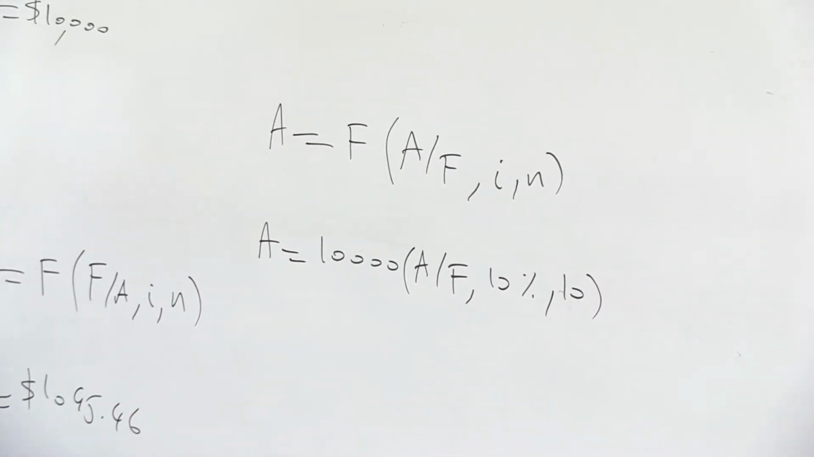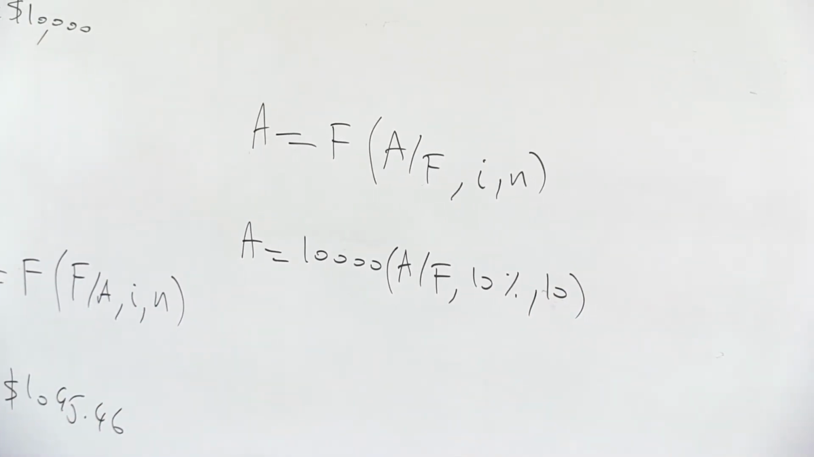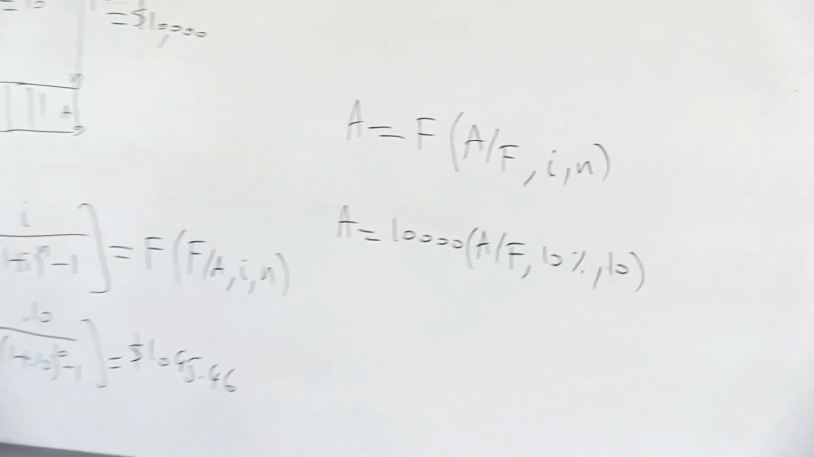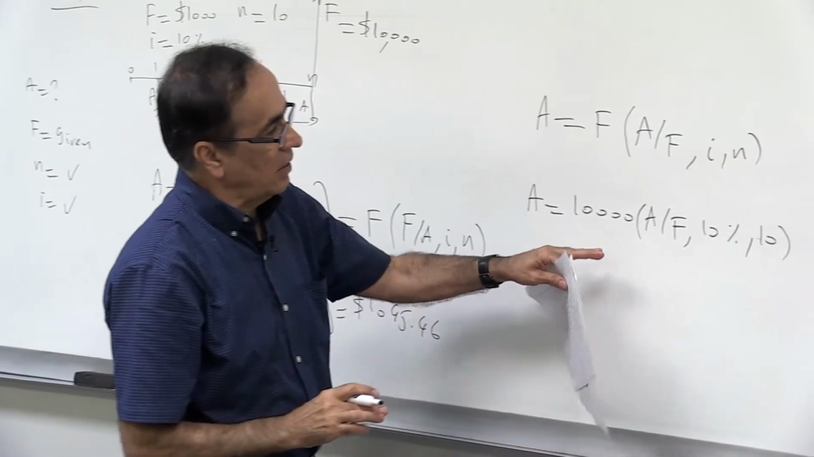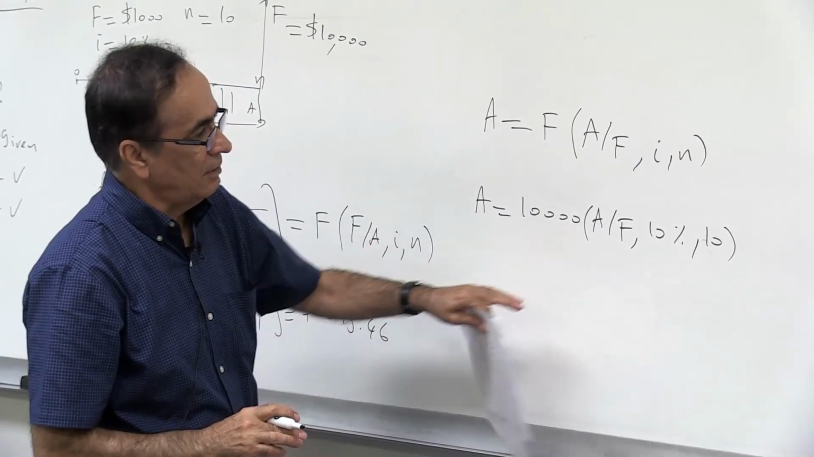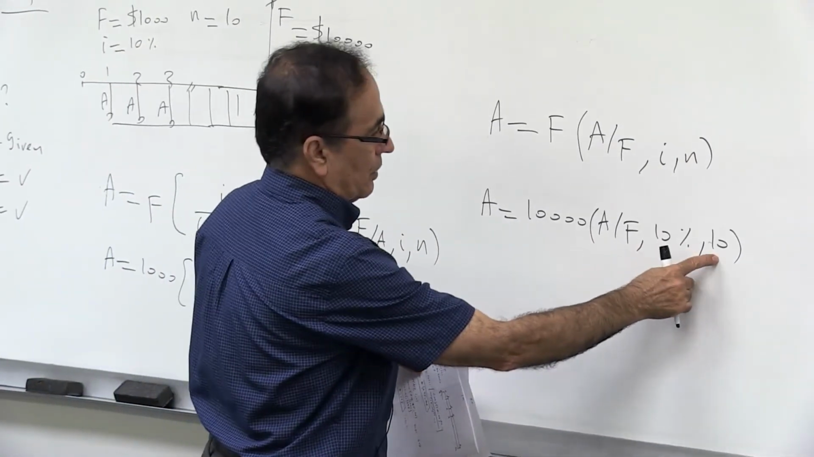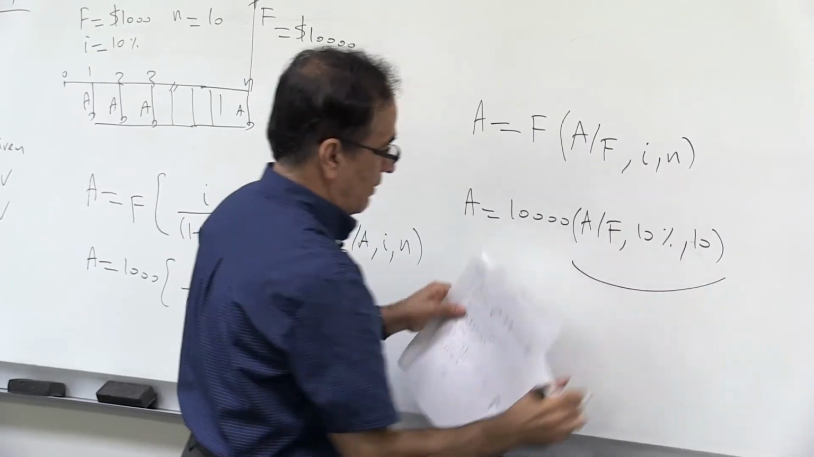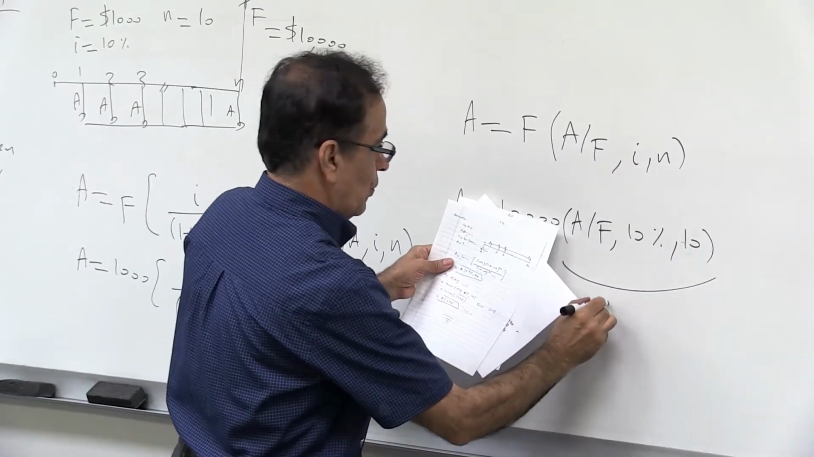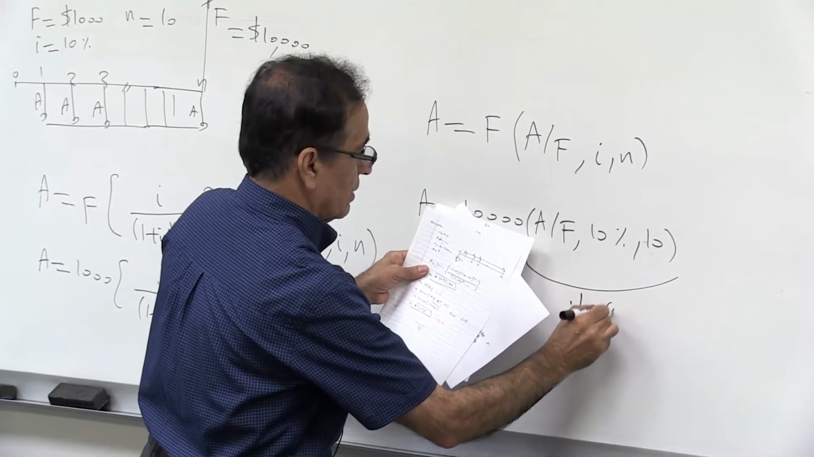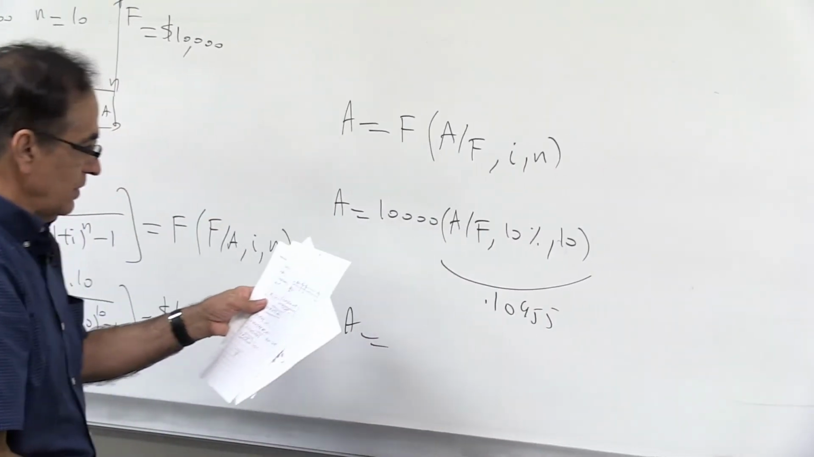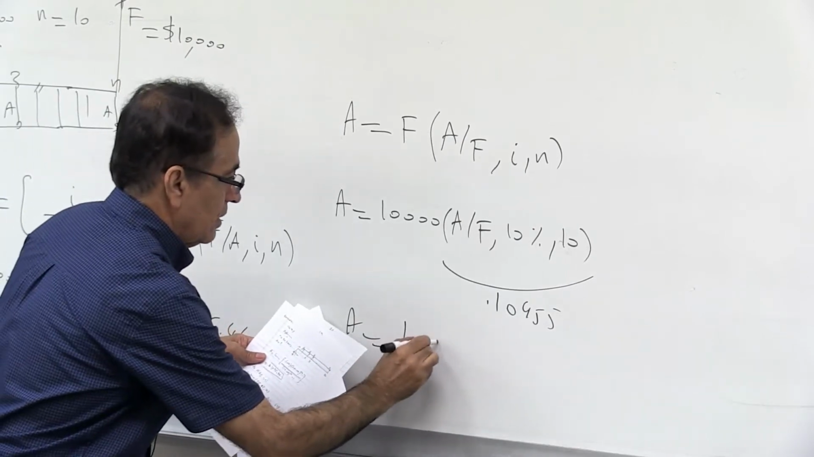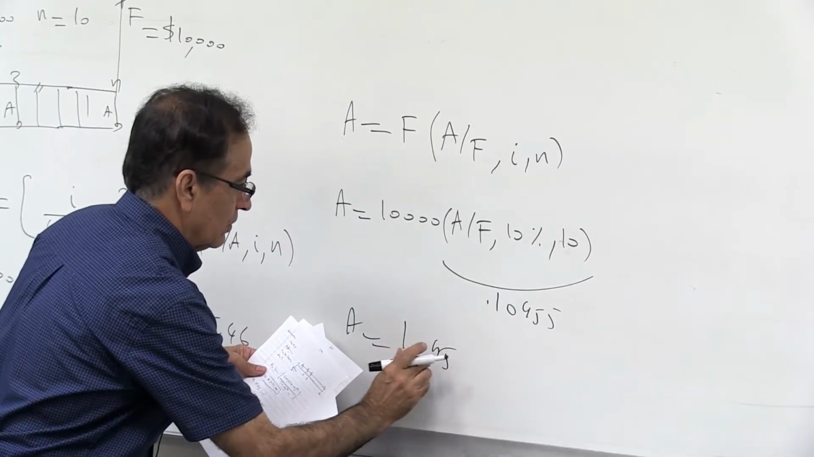Now you have to go back to your book. At the end of your book, page 608. So you go under the A given F column with 10 periods. You're going to get this number from the table. You should get 0.10955. If you solve for this, you're going to get $1,095.